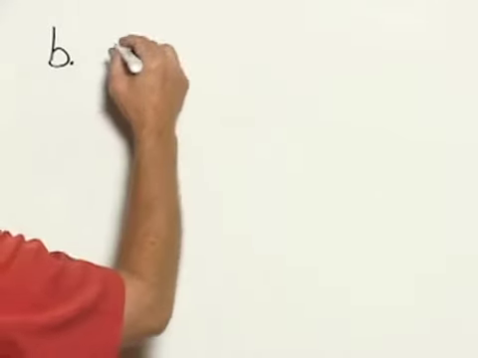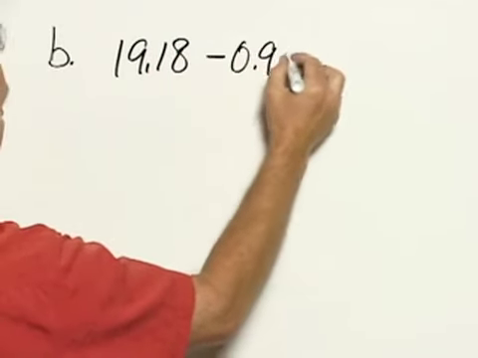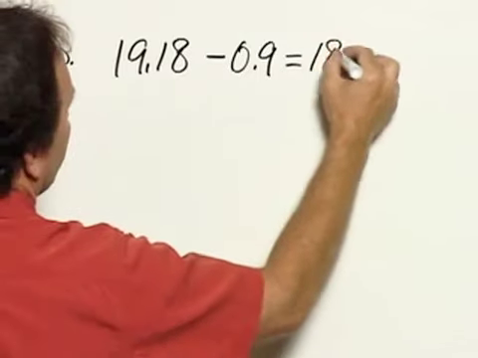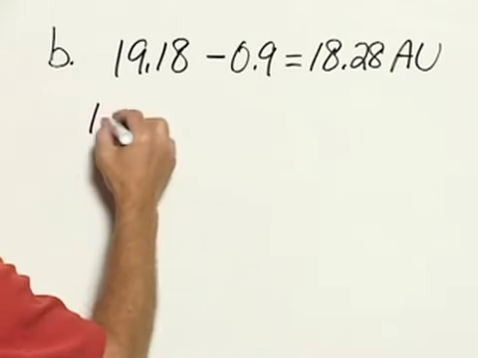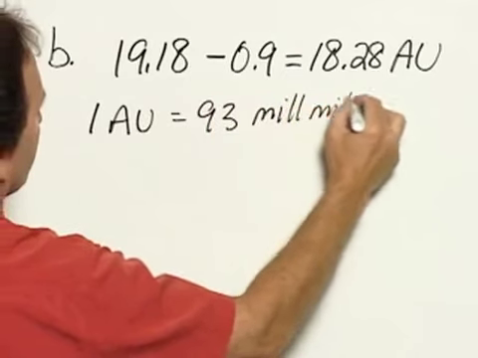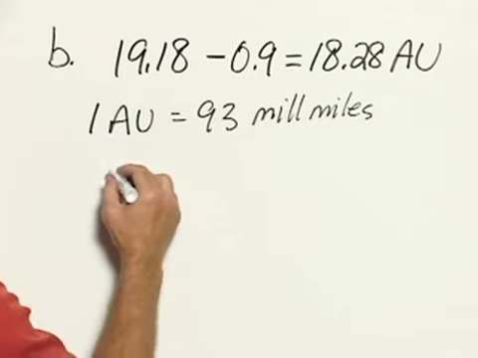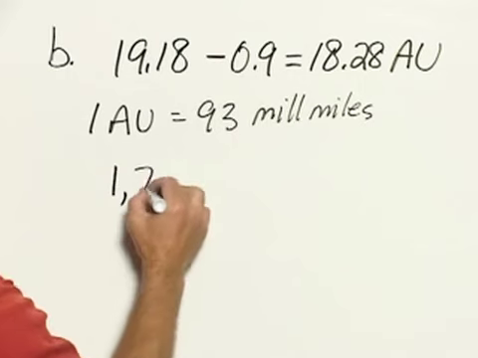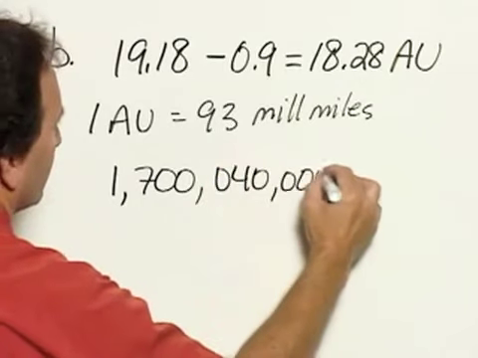So let's do that calculation on the board. It's 19.18 minus the 0.9, and that's equal to 18.28 astronomical units. But remember, 1 astronomical unit is 93 million miles. So therefore, if we were to multiply 93 million times the 18.28, that works out to approximately 1,700,040,000 miles.